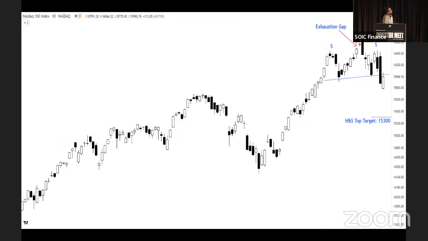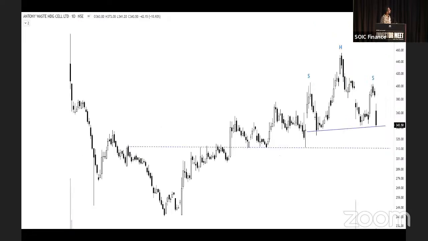So NASDAQ 100, one chart pattern, head and shoulder, same time as Nifty, the correction began. Next. I don't have the updated chart as of now in the PPT, but you can scan for it. Next.